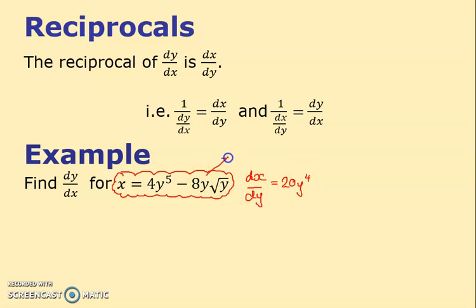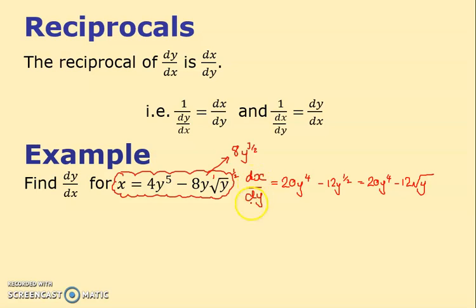I suppose I should try my best to write this better. This is 8y to the 3 over 2. So minus, I've got to times the 3 over 2 by the 8, which is 12y to the half. And of course you could write that as 20y to the 4 minus 12 root y.